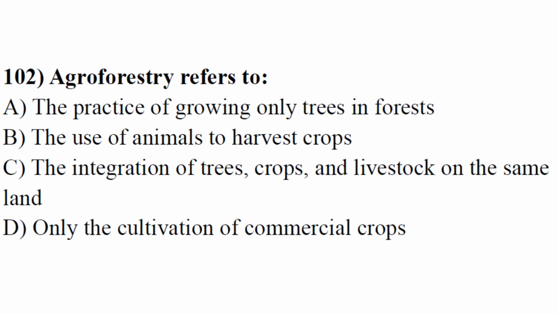102. Agroforestry refers to A. The practice of growing only trees in forests. B. The use of animals to harvest crops. C. The integration of trees, crops, and livestock on the same land. D. Only the cultivation of commercial crops. Answer: C. The integration of trees, crops, and livestock on the same land.